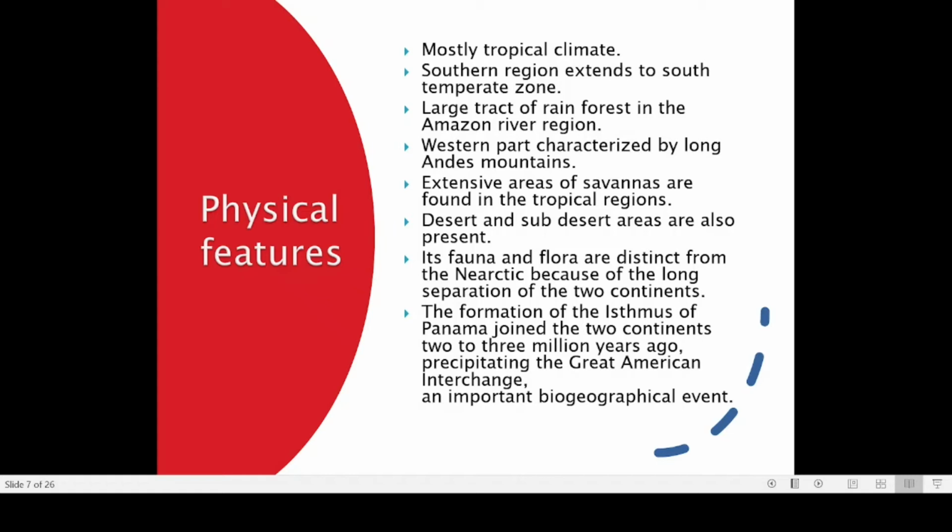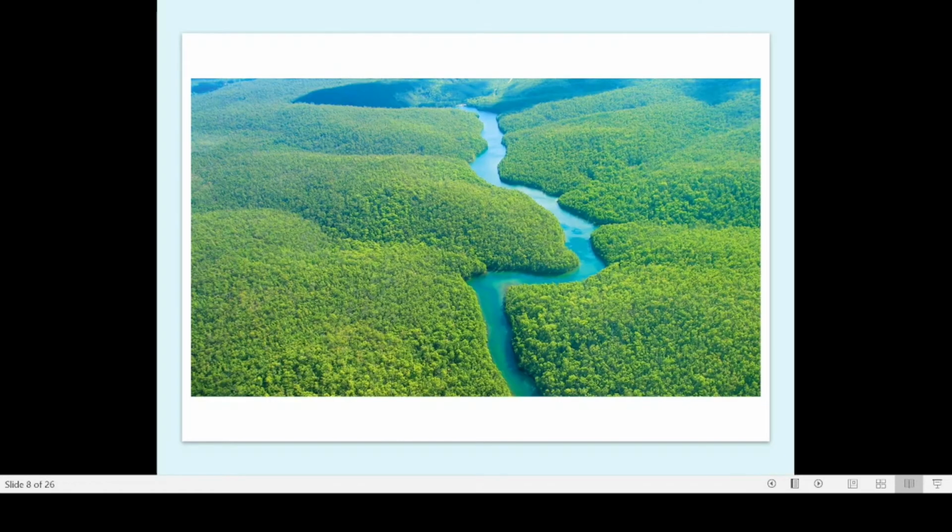Now, another peculiarity: the southern region, as I already told you, is extending into the temperate zone. The large tract of rainforest in the Amazon region is an important feature. See here, this is the Amazon rainforest, in the neotropical region. A large portion of Brazil is actually formed of rainforest.